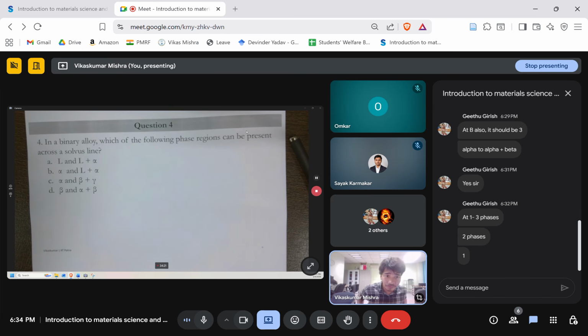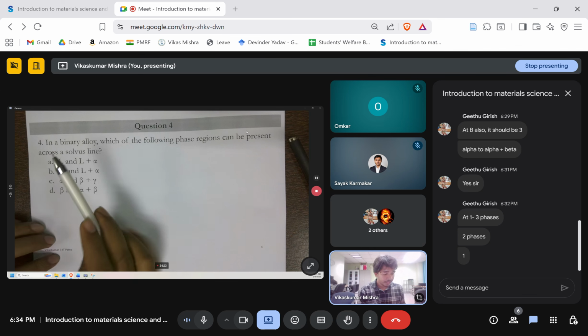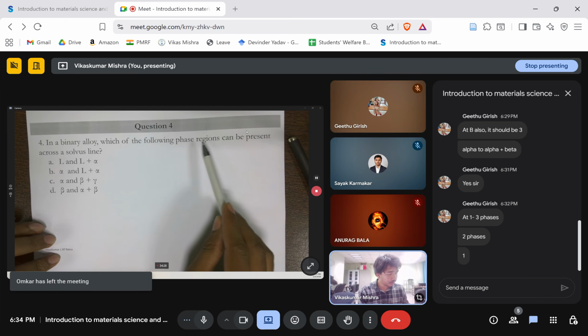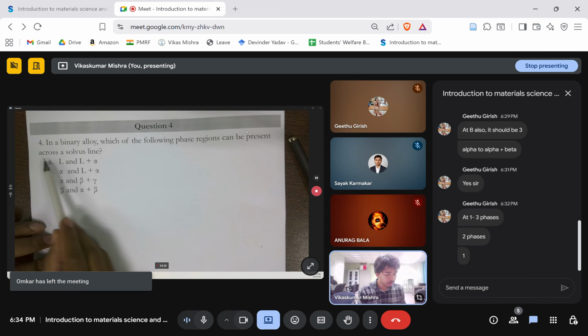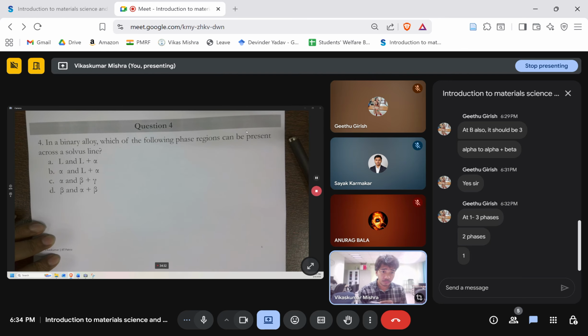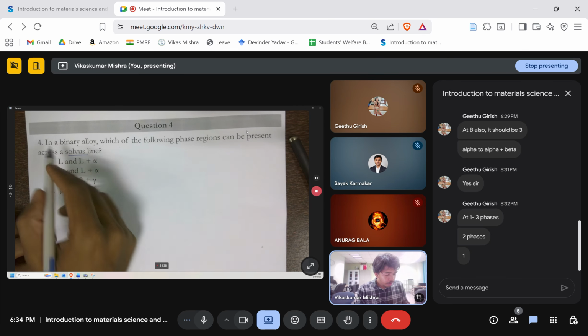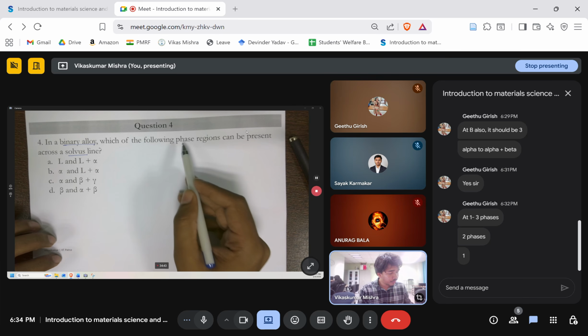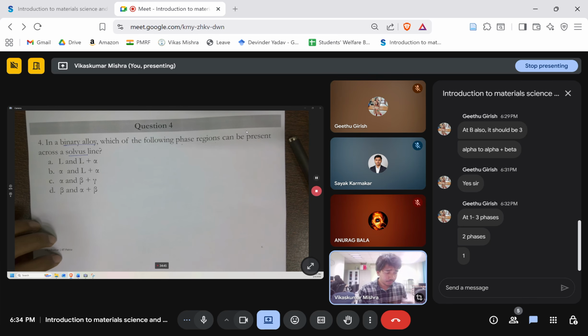Okay, seems like there is no doubt. Great. Now let's move ahead. In a binary alloy, which of the following phase regions can be present across the solvus line? We need to know about the solvus line. First of all, binary alloy. Which of the following phase regions can be present across the solvus line?